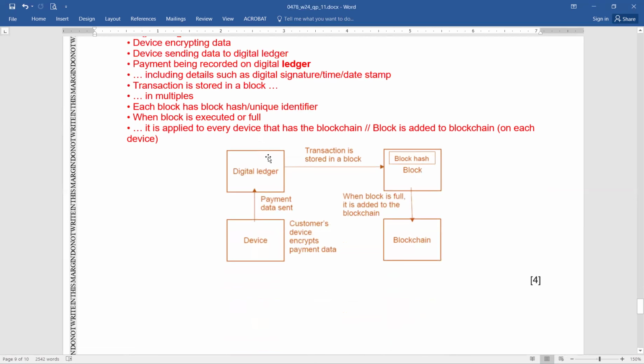So you can see first is the digital ledger, and the device is going to send the payment data to the digital ledger. From here, the transaction is stored in a block, and here you can see the block hash is created. And then this is going to be forming the blockchain. When the block is full, it is added to the blockchain.